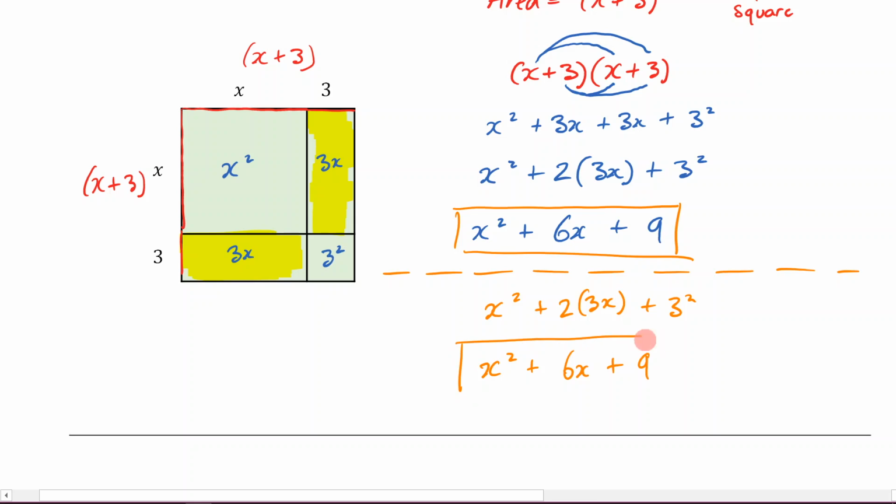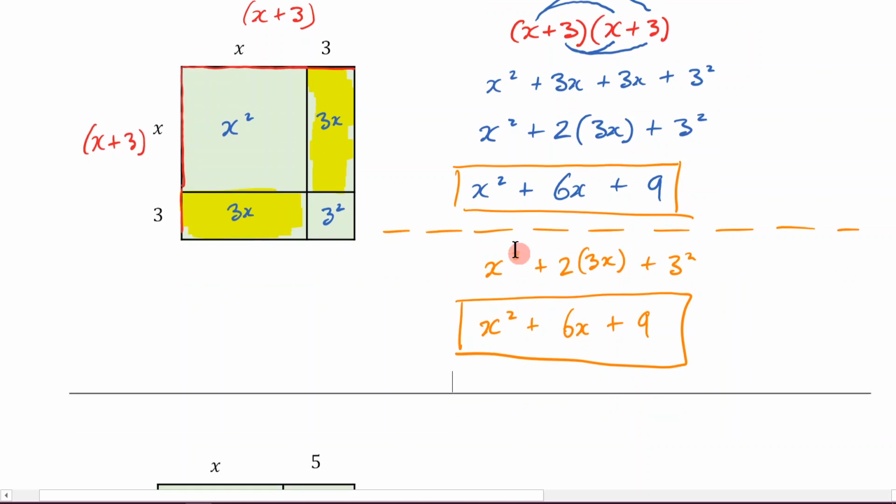And would you look at that? We got the same thing. We got the same thing, but look, we only had 1 line of working, when here we had 2 lines of working. I mean, this is a lot more of an efficient way to do it. It's a lot quicker way of doing it. And soon you can do it with no lines of working at all. You can just immediately write down what the answer is going to be if you know this.